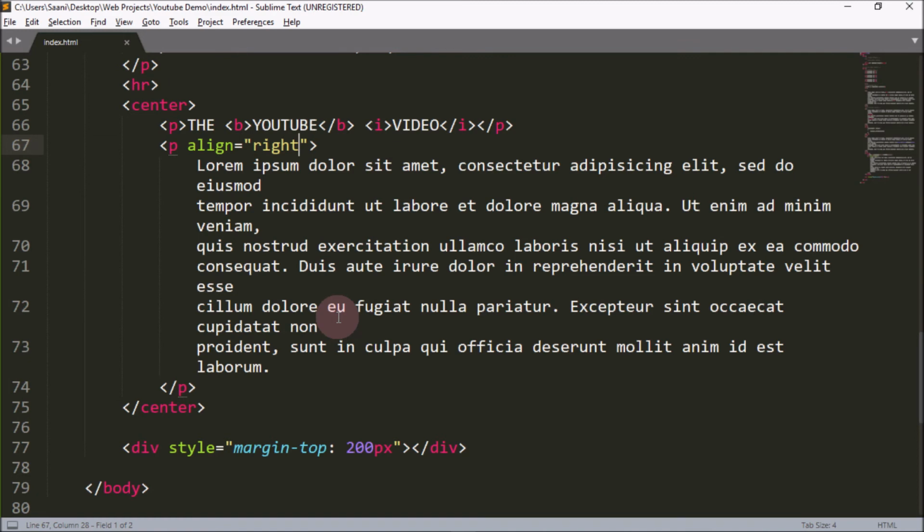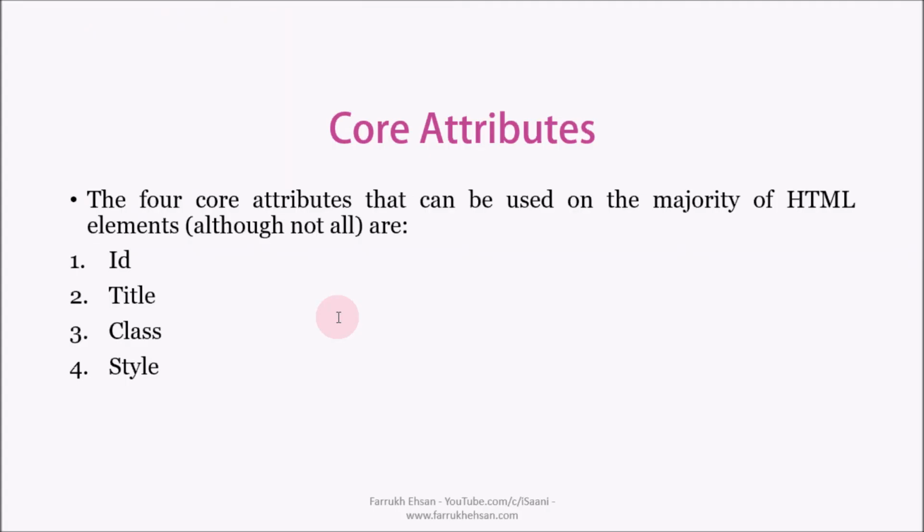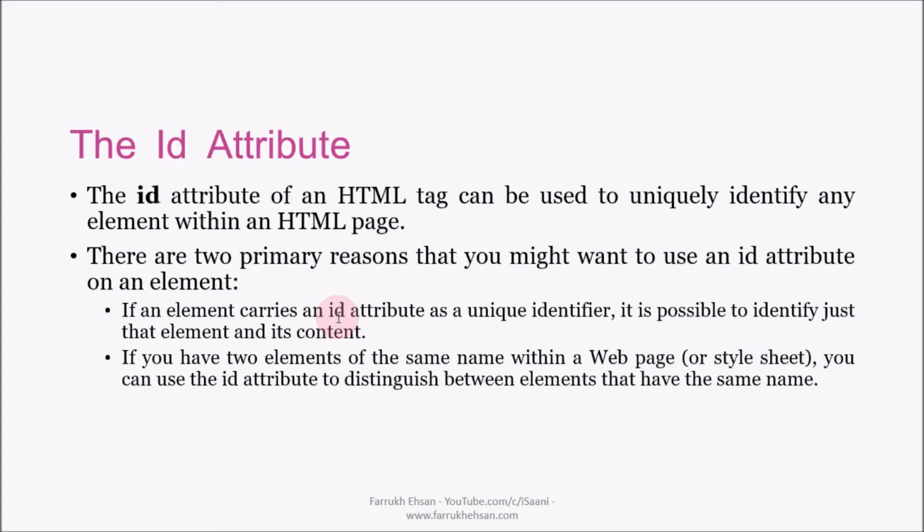So this is how you can use the attribute inside your HTML element. We will discuss these attributes in detail in coming videos. The core attributes that we will be using in our HTML elements will be ID, title, class, and style. The ID attribute is actually used to uniquely identify a particular element inside an HTML page.